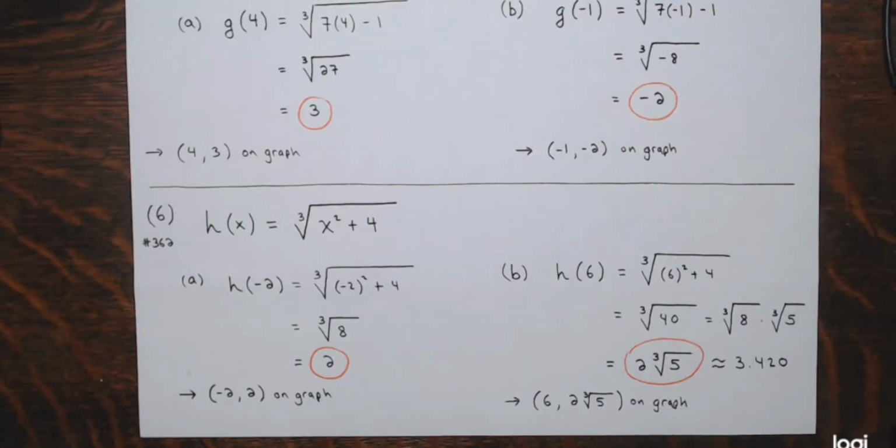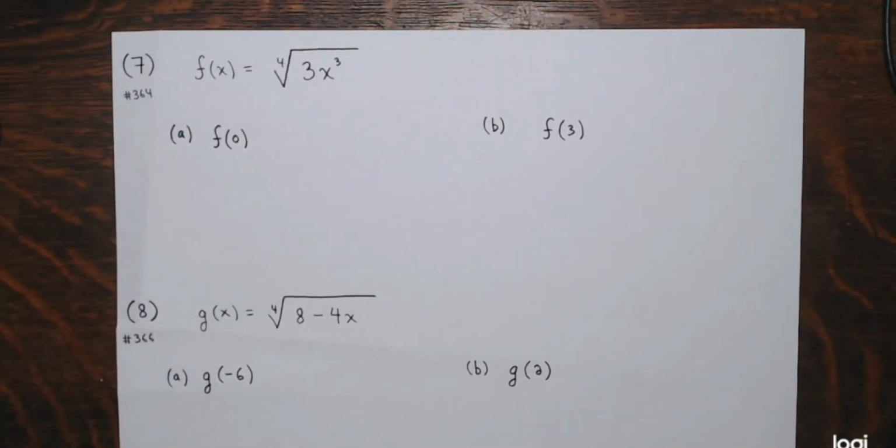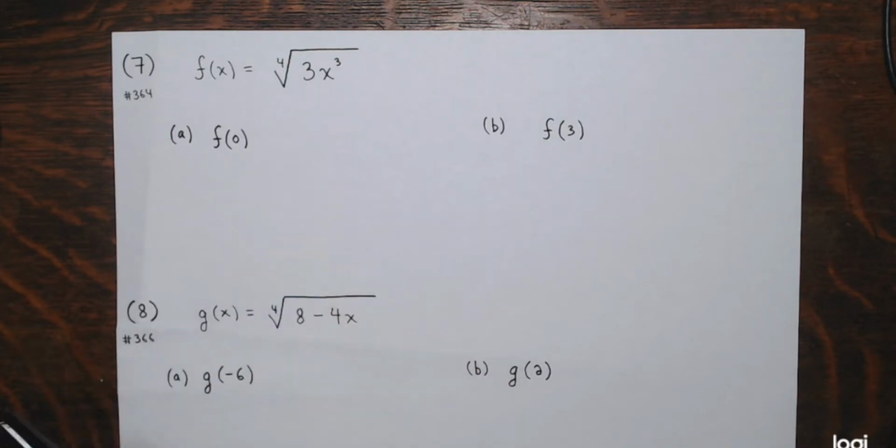All right, next question. And this is the last page. Just got 2 more here, number 7 and number 8. So now we have 4th roots. You've got to remember 4th roots, even roots. If we're talking about graphs, the x-axis and y-axis are representing real numbers. So if the radicand is ever negative, you won't get an output, right? You won't get a real number output for a 4th root. All right, let's see what happens here.